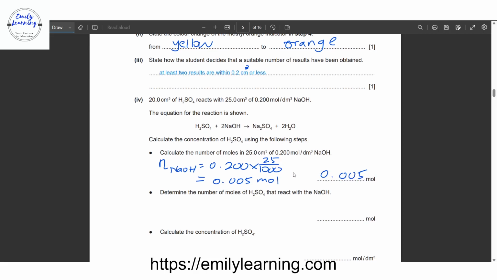Next, determine the number of moles of H2SO4 that reacts with sodium hydroxide. So to determine the number of moles that has reacted given the equation, you will make use of mole ratio. So from this equation here, we know that 1 mole of H2SO4 will react with 2 moles of NaOH. So the mole ratio is 1:2. So if there is 0.005 moles of NaOH that is being used, then the number of moles of H2SO4 will be 0.005 divided by 2, which is 0.0025 moles.